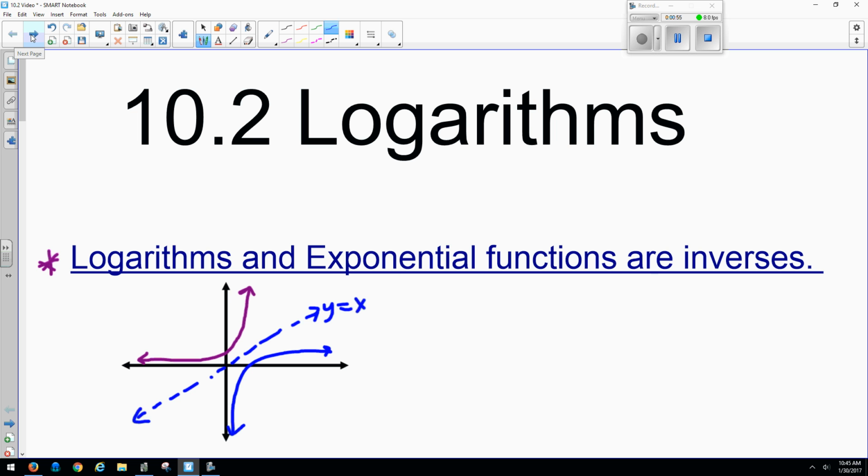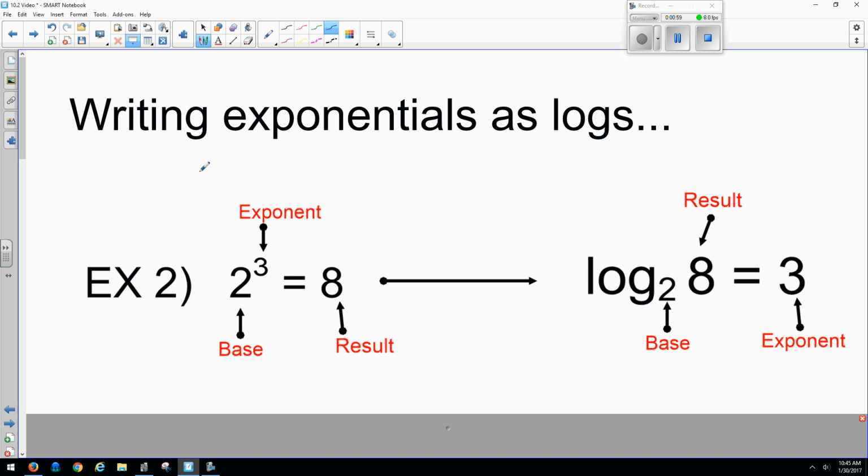So we're going to talk about how to go from one form to the other form. And here is the basic idea. So we're writing exponential functions as logarithmic functions. This is what an exponential function, or an exponential equation, should look like, where you have 2 to the third power equals 8.